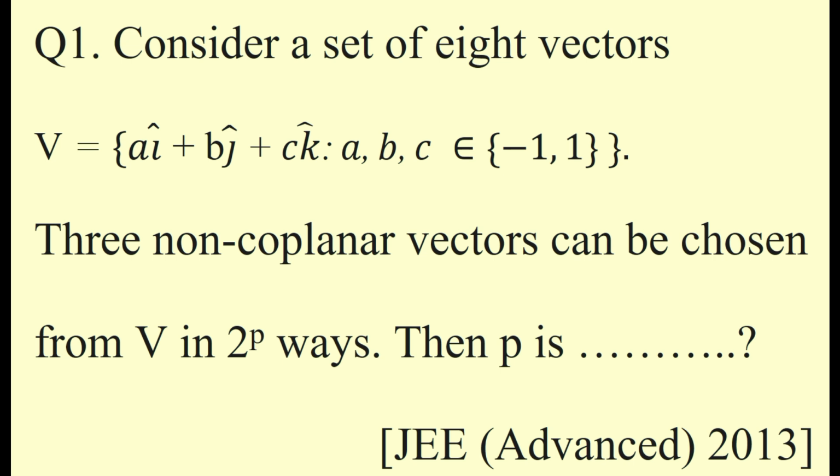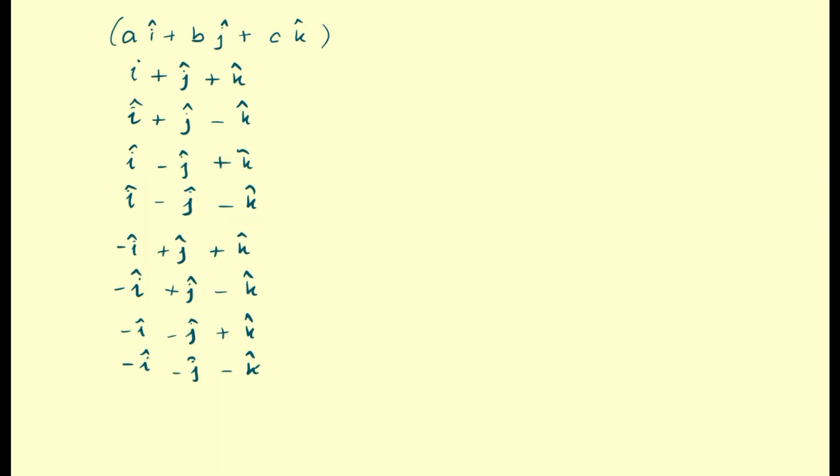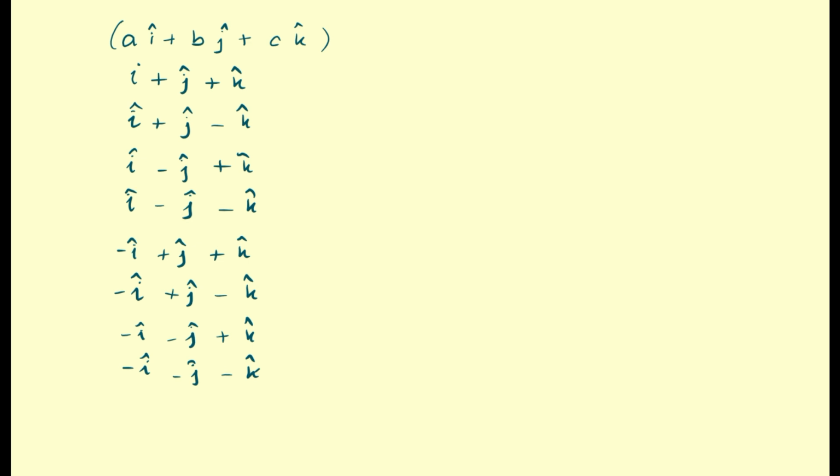So let us start by thinking of the different vectors that we can have. First of all, a, b, c can be given the values 1 and minus 1 only. So the different vectors possible are, as you can see here, we are putting the values of a, b, c as 1 or minus 1 in all possible cases. Now we have to choose the 3 vectors among these vectors so that they should be non-coplanar.